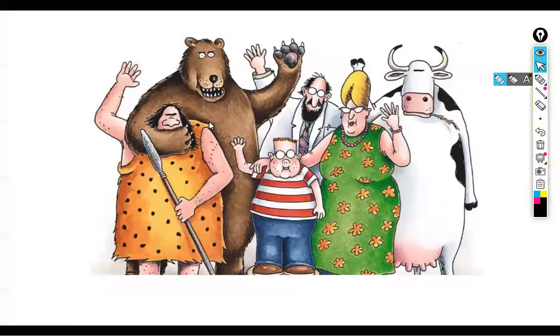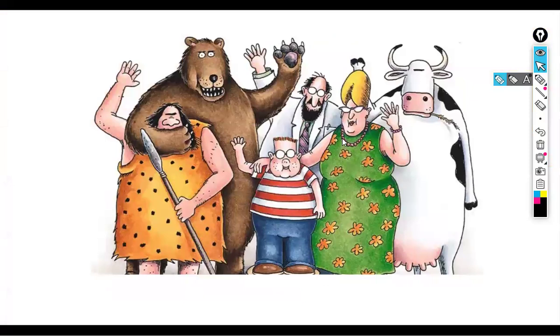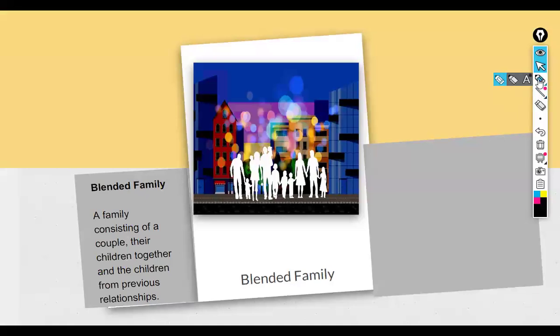Well, perhaps someone who was previously married to one person is no longer married to that person, and now they married someone else and they bring their children to the family, but everybody has a role because everybody is taking care of the children, right? So also this is not on the syllabus, right? That doesn't mean we shouldn't know what it is, but so I'll just write that here. All right. So a family consisting of a couple, their children together, and the children from previous relationships, right?